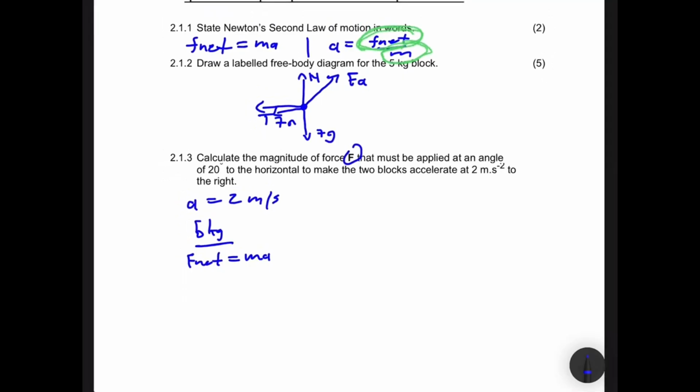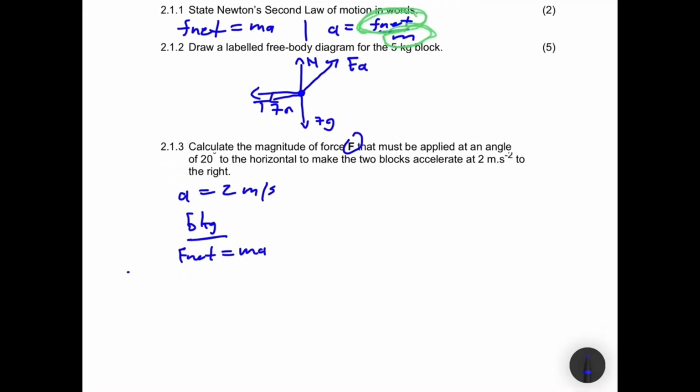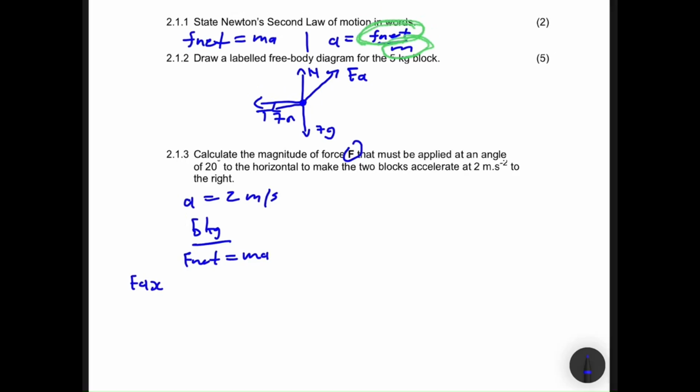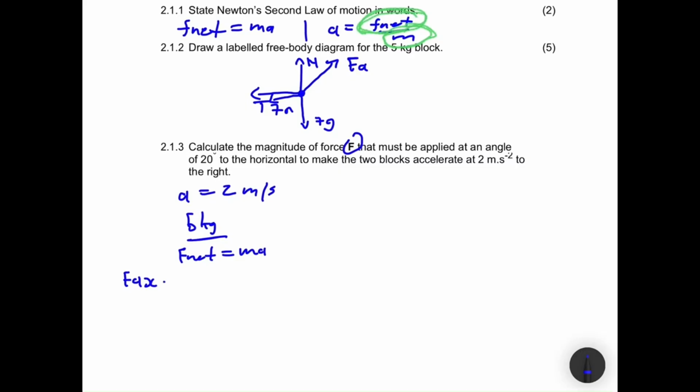We know that along the horizontal, we are going to have Fax, right? We're going to resolve the force applied along the x. And then we're going to subtract all the forces that are opposing the motion. Which forces are opposing the motion? Obviously, frictional force will be opposing the motion, and then the tension force will also be opposing the motion. And this will all be equal to ma.